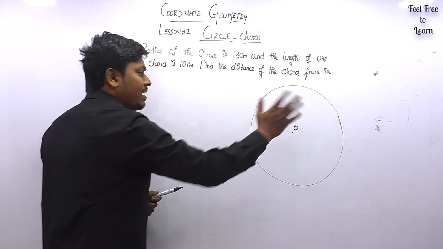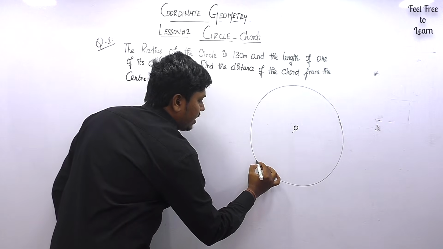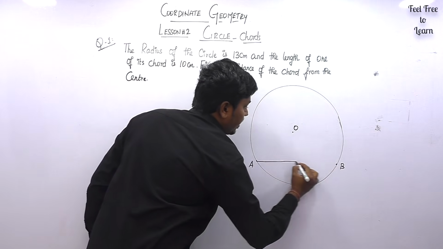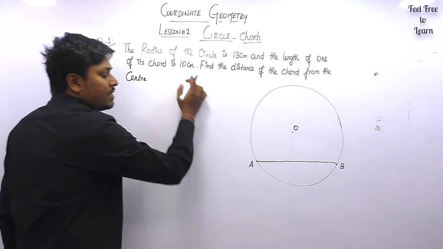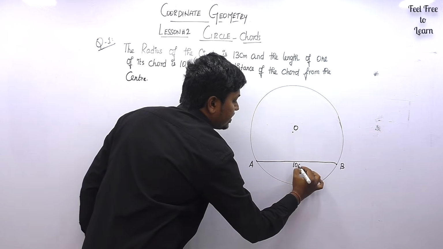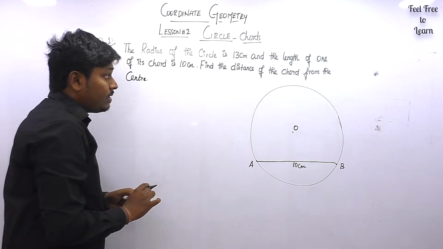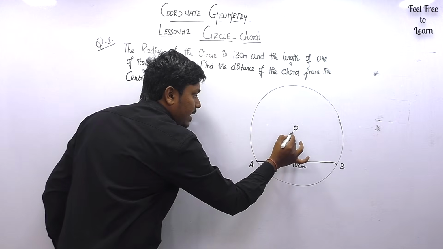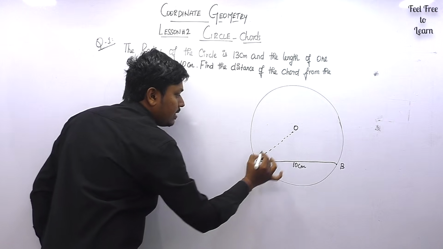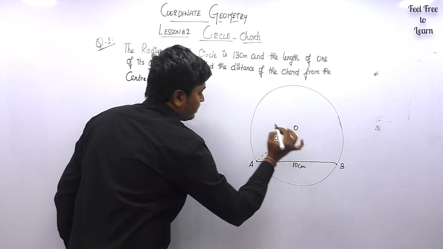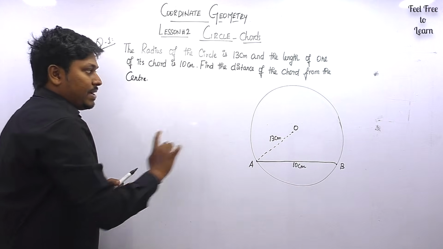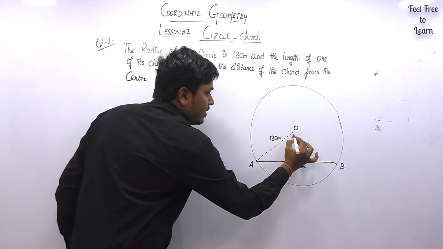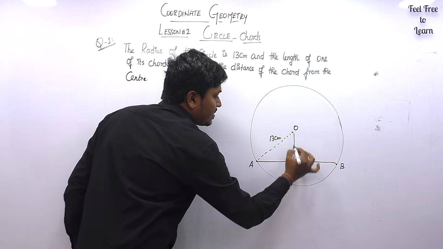You can draw the chord anywhere else, right? For example, I can draw here. Let me assume this is A and this will be B, and I am just drawing a chord here, and the chord length is given, that is 10 centimeter. So total distance will be 10 centimeter. And listen carefully, the radius of the circle is given, that is 13 centimeter. So from the center point I am drawing a radius of the circle, that is 13 centimeter. So what is our target? Our target is to find the distance of the chord from the center. So from the center, our target is to find what is the distance of this chord.